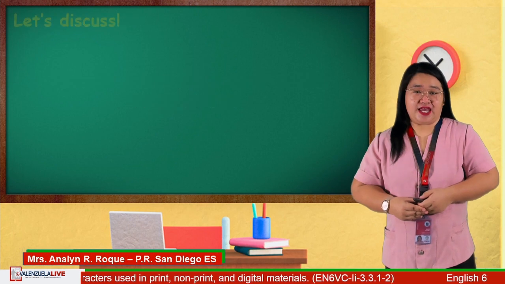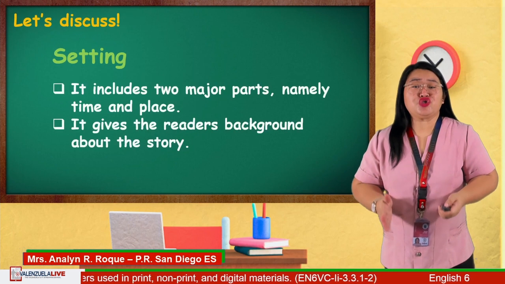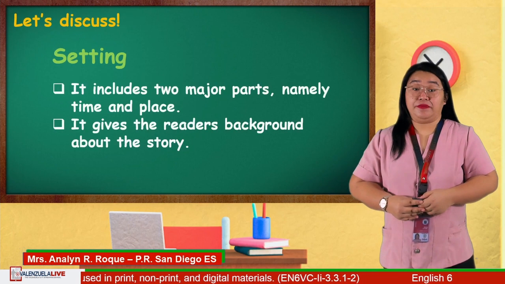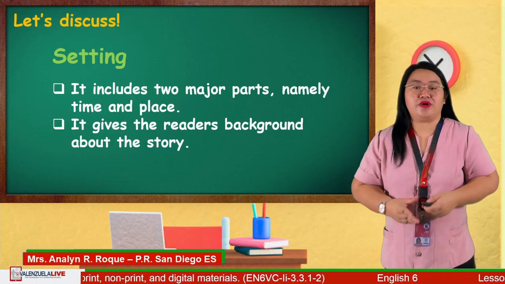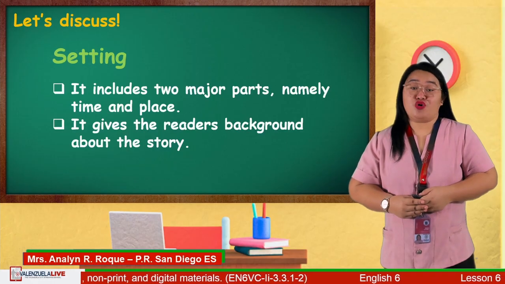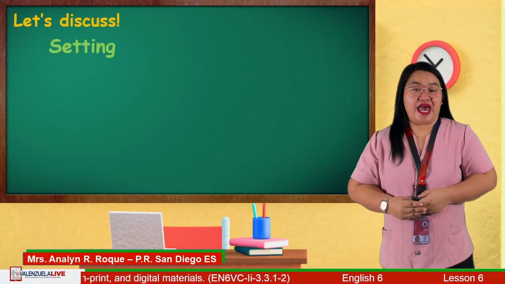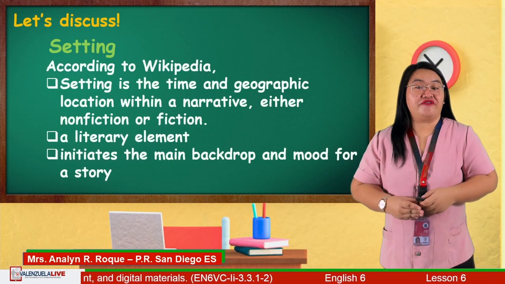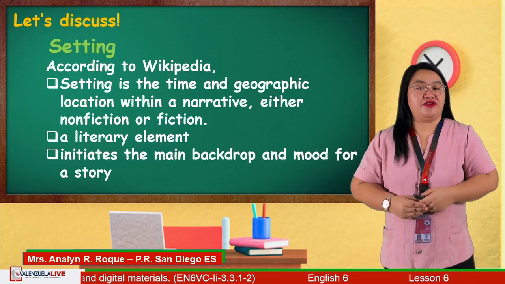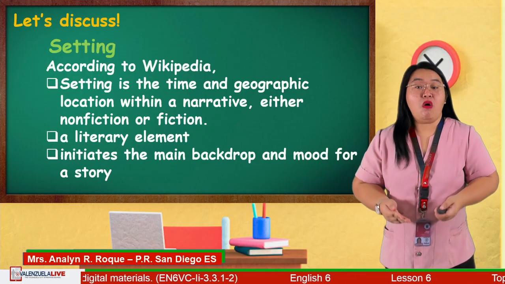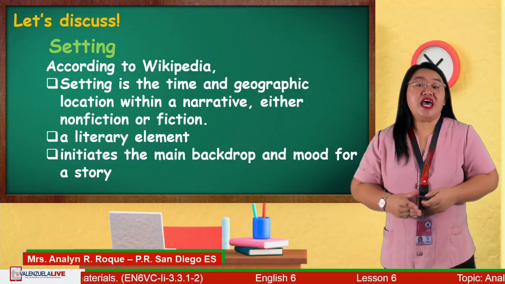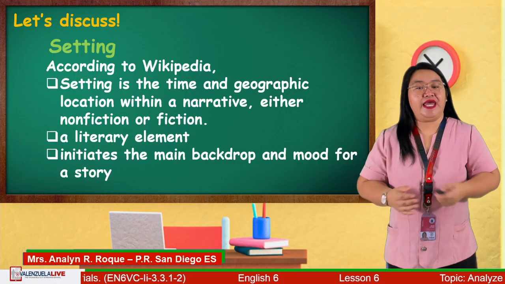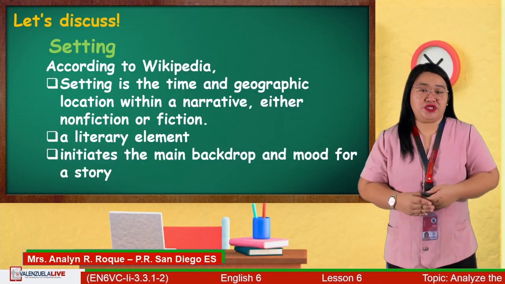What is setting? Setting includes two major parts, namely time and place. It gives the readers the background about the story. According to Wikipedia, setting is the time and geographic location within a narrative, either non-fiction or fiction. It is a literary element. The setting initiates the main backdrop and mood for a story.